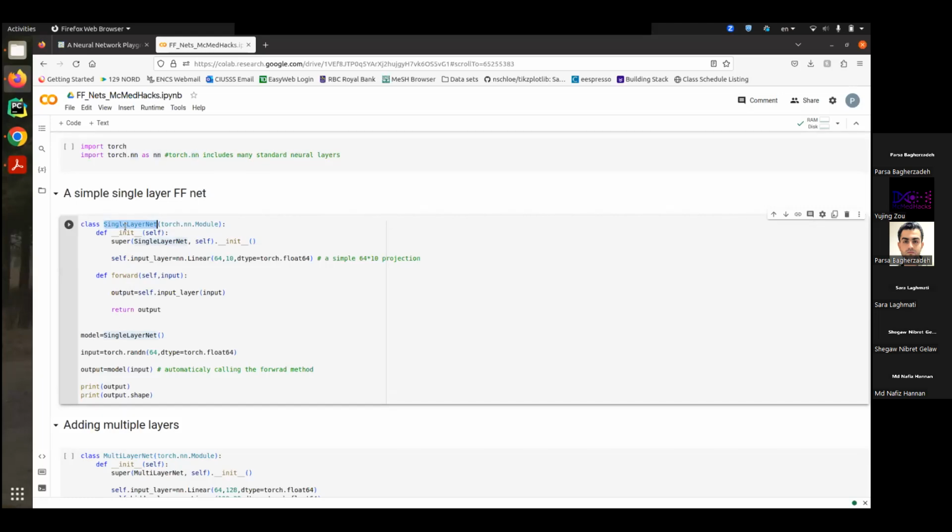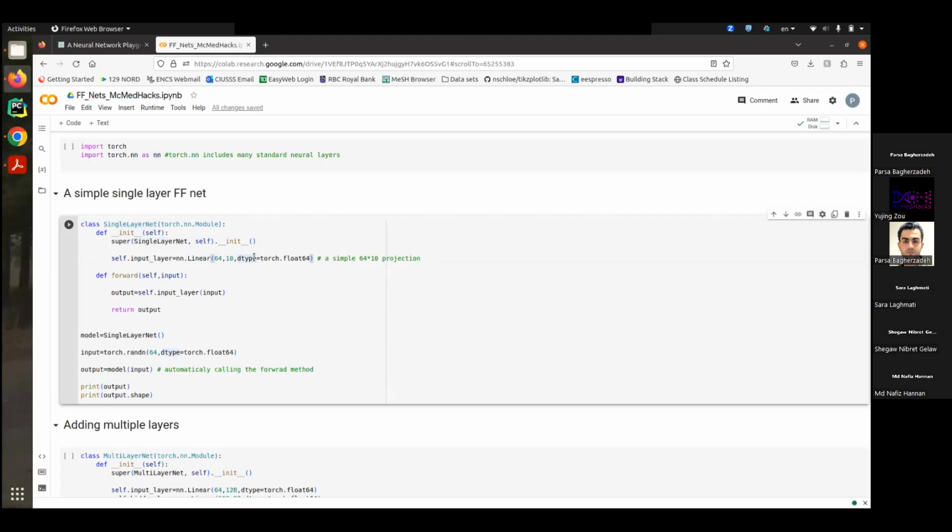Why? Because it's always good to develop your models with an object-oriented approach. Because when you are done with the development of your model, then you can deploy your model. You can provide this model to other people, and other people can benefit from all of the benefits that an object-oriented program provides. So I'm defining this network as a class with the name of SingleLayerNet. I'm declaring this class as a PyTorch module. Later, I would mention the benefits of having it as a PyTorch module.